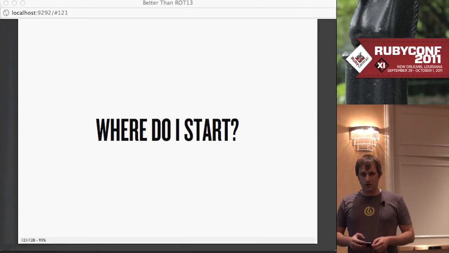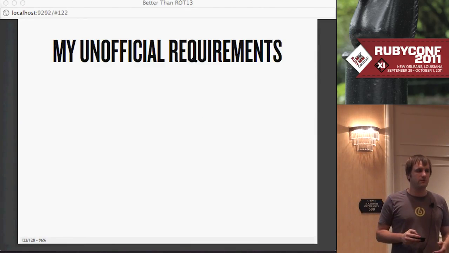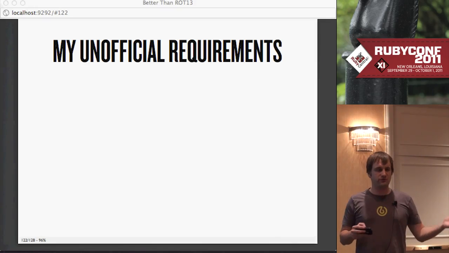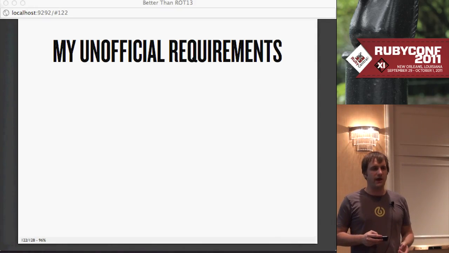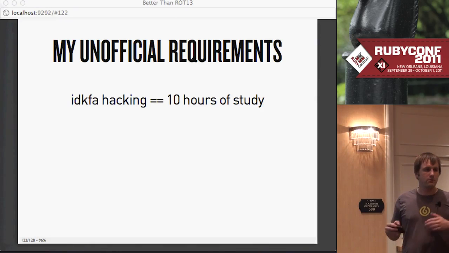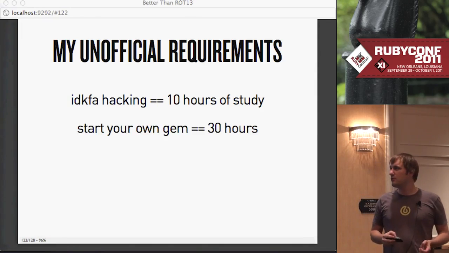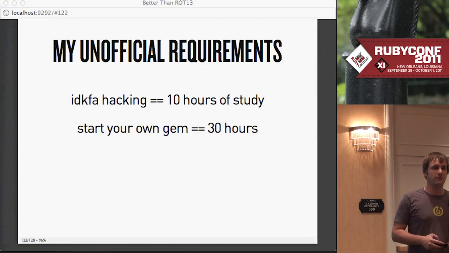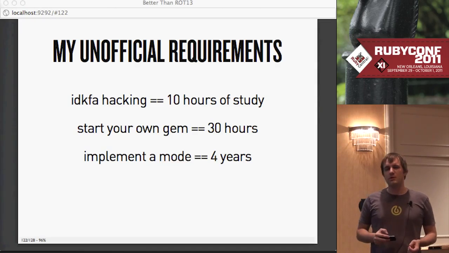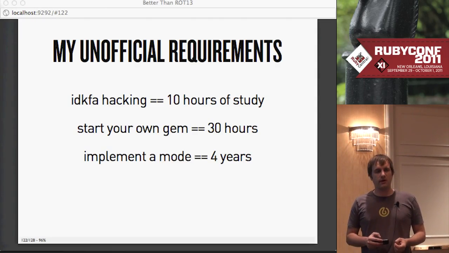So you've learned all about encryption. Where do you start? Okay, my unofficial requirements for doing this, these are just suggestions. I'm not going to bring down the hammer on you if you don't do these. If you want to hack on idkfa, that is the cryptography part. If you're working on the CLI stuff, I'm sure all of you are capable. But if you're going to actually touch the cryptography part, you need to study for about 10 hours on just cryptography in general. If you want to start your own gem that does cryptography, do 30 hours of study. If you want to implement a mode, like CBC, but different somehow, spend 4 years analyzing this stuff.